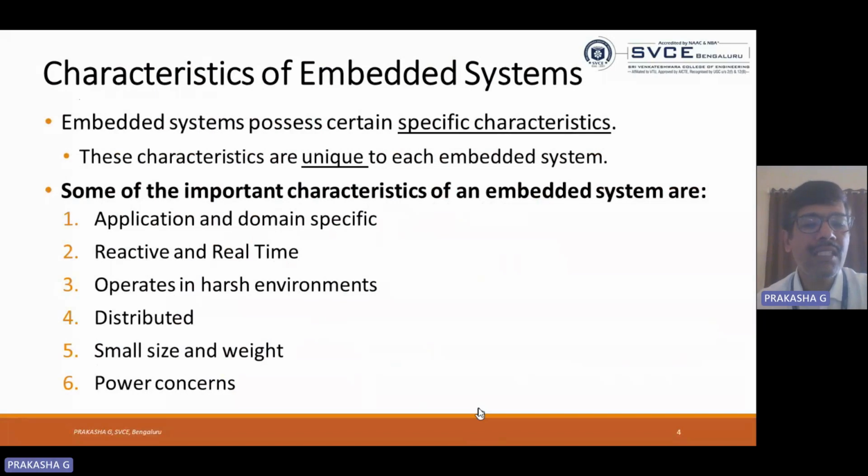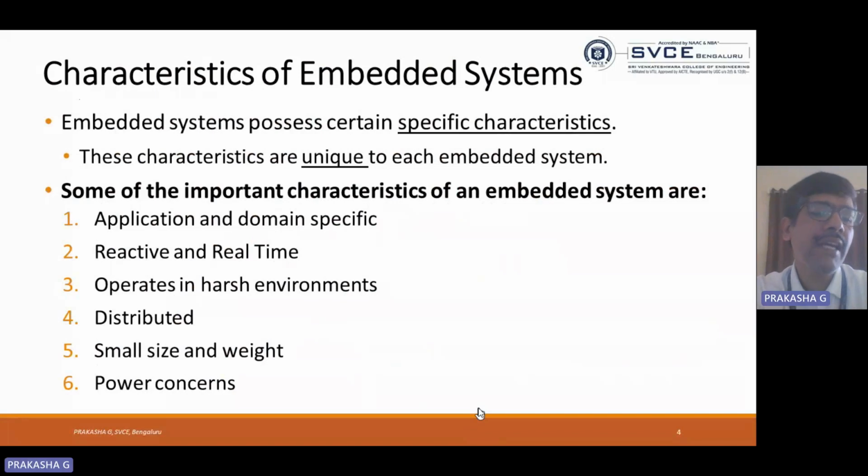And small size and weight. Basically, most of the embedded systems used globally should be handy. We cannot have a very big embedded system that we cannot move properly. Similarly, it should have a proper weight. It should not be so heavy that it cannot be shifted or carried. We have to carry them easily. So that is also one of the important characteristics whenever we design an embedded system.